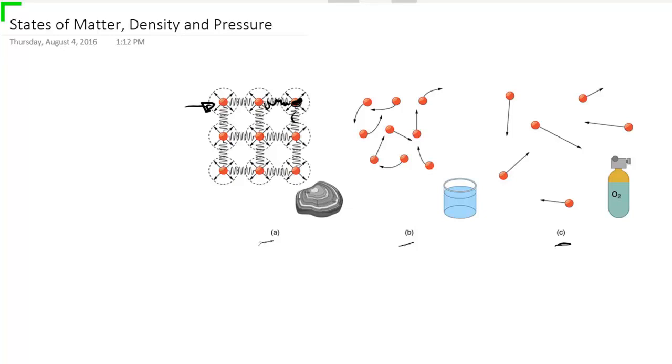So the shape of it doesn't change, nor does the volume of it. It won't expand or contract. So in a solid, the shape and the volume remain constant.